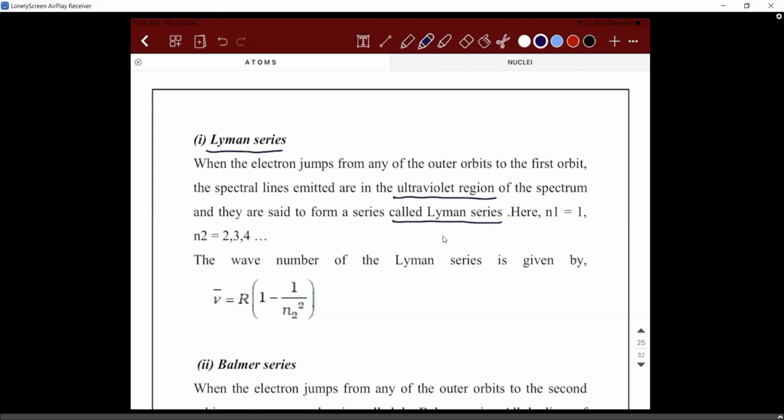Right. And they have mentioned the wave number of the Lyman series, given by nu bar equal to R into 1 minus 1 by N2 square. But before that, we need to understand what they are trying to say. What is this R that they have written? Some constant. What constant? Any idea? It's called the Rydberg constant, R-Y-D-B-E-R-G. Okay, I'll explain how it has come.